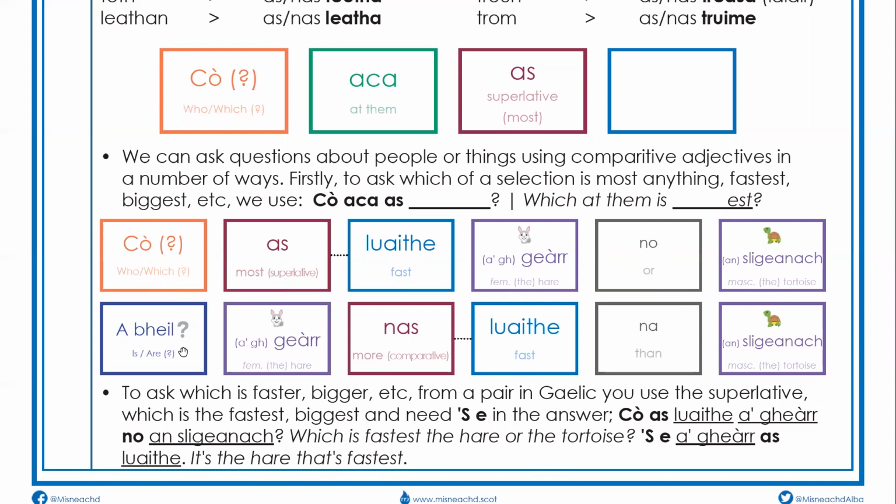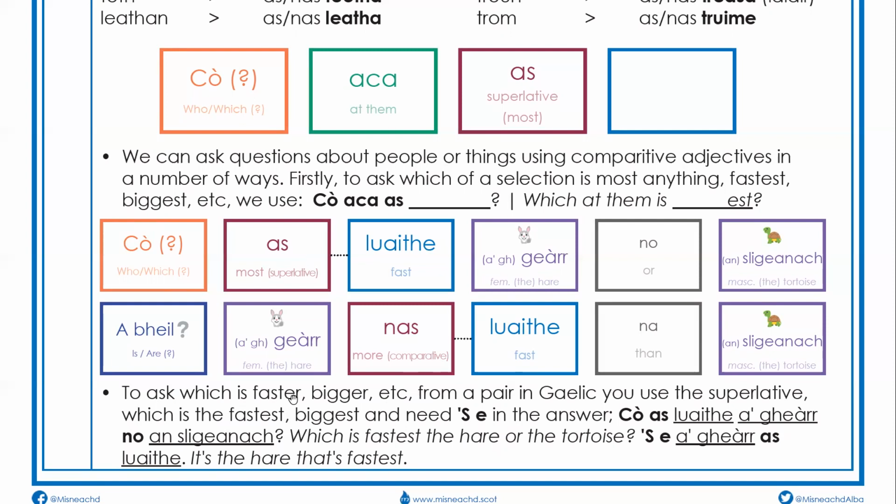We could ask this question in a slightly different way using fheàrr. Fheàrr fheàrr nas luia na and slíochnaigh. So here we're asking, is the hare faster than the tortoise? So here we're using the superlative, the most fast, and here we're using the comparative, more fast. Co as luia, which is fastest. So we're having to pick one. Here we're being asked, is fheàrr fheàrr nas luia na and slíochnaigh?